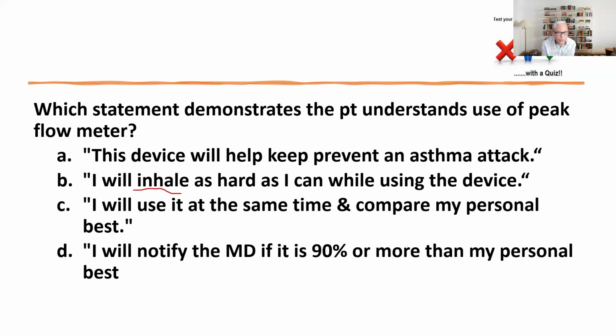Okay. The correct answer here is letter C. And why is letter B incorrect? Letter B is incorrect because you want to make sure that the patient exhales as hard as they can onto the device. Option A is wrong because this device monitors how controlled the patient's asthma is and if it is getting worse. And lastly, letter D is wrong because the flow rate of 90% of the personal best is a good reading. Remember that the good one is 70% and above.